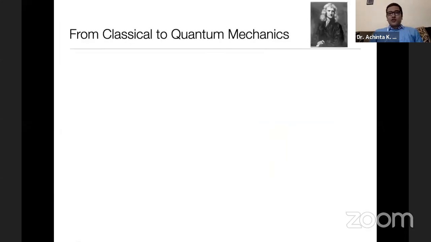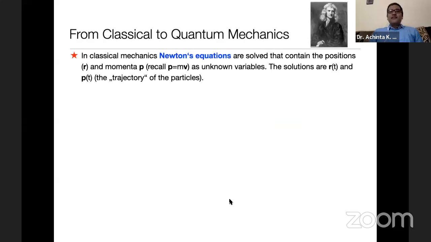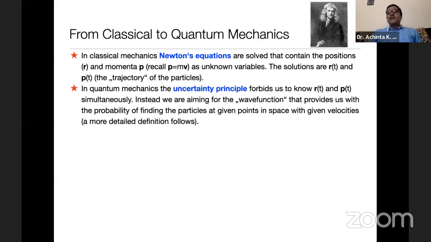That means if you just stick to Newton, in classical mechanics Newton's equations are solved to find two things. First is the position of the particle with respect to time, and second is the momentum of the particle with respect to time. The solutions are called the trajectories of the particle. You want to know how the particle is evolving with time, where the particle is at time t, and what its momentum is. That's what you solve in Newton's equation. The problem is that in quantum mechanics, due to uncertainty, you cannot do that. You cannot precisely tell the position and momentum of the particle at a precise time. So you just work with probabilities.